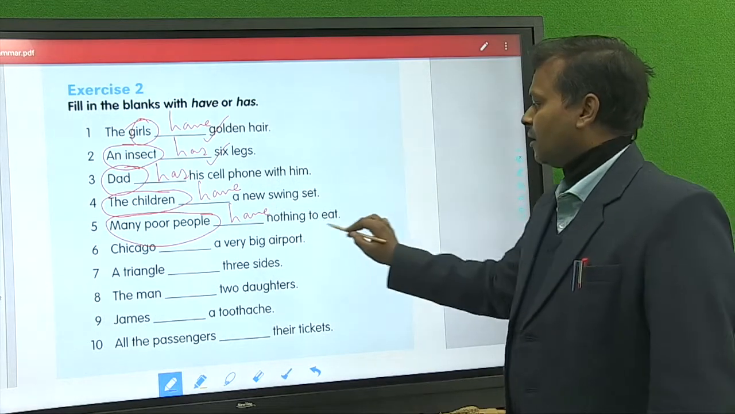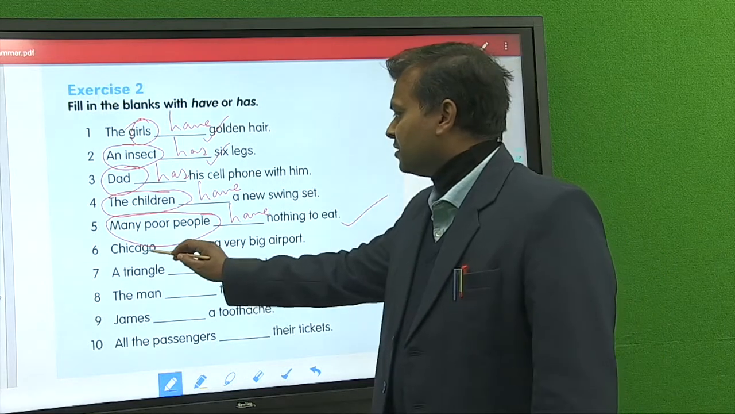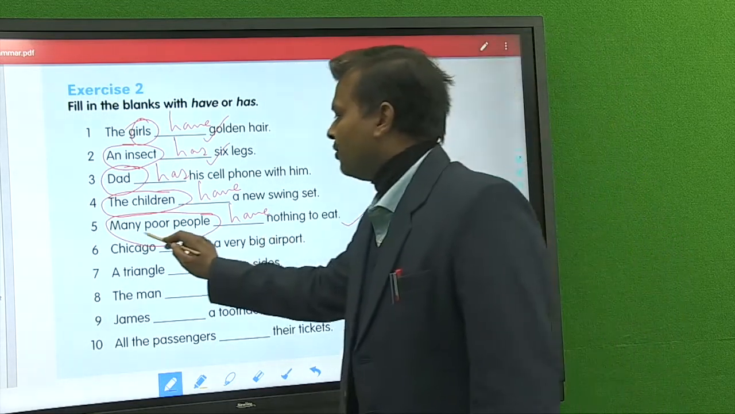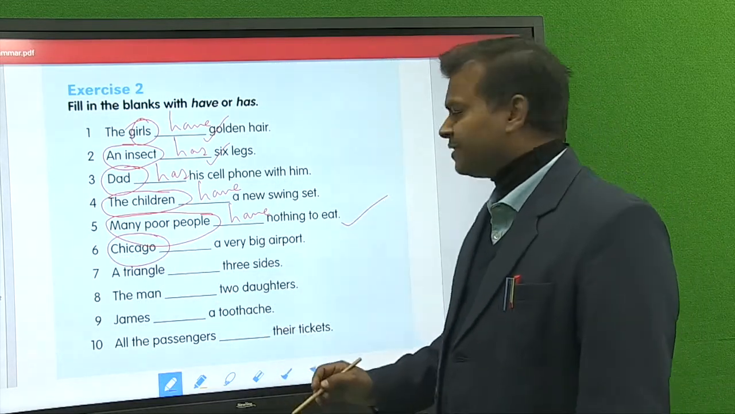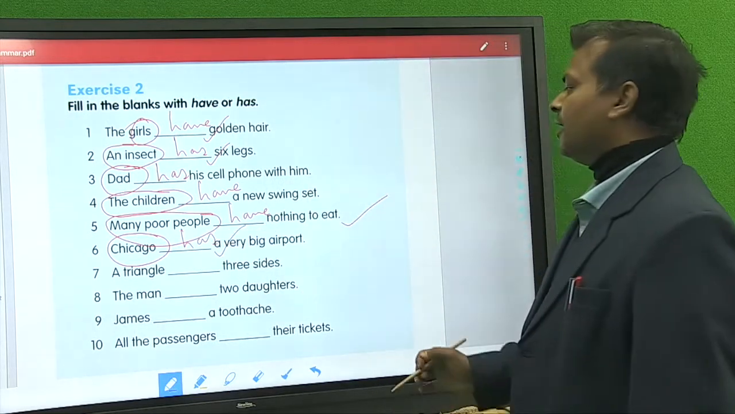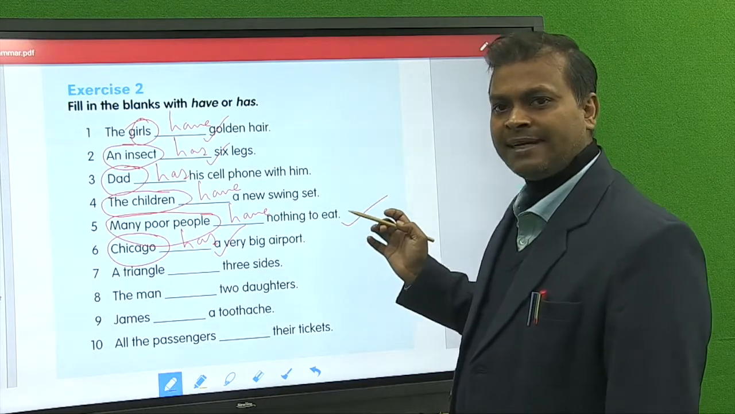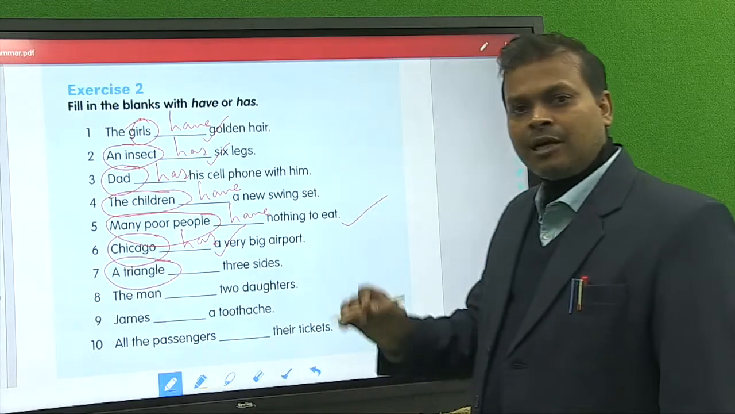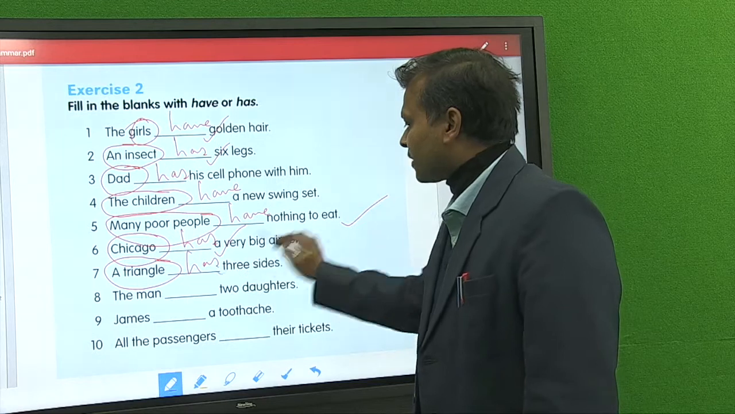Okay. I hope you are learning well, understanding also. Now number 6, Chicago dash a very big airport, right? Chicago is the name of a city, which is in USA. So Chicago is third person singular number. So Chicago has a very big airport, right? A triangle dash 3 sides. You know about triangle in mathematics. A 3-sided figure is known as a triangle. So a triangle, it's a third person singular number. A triangle has 3 sides.